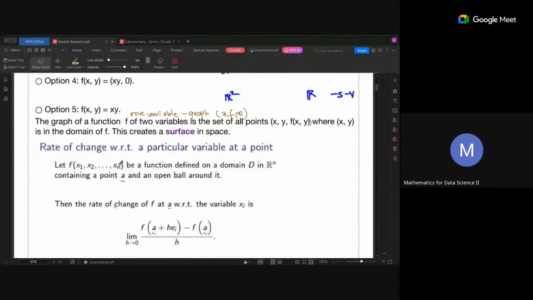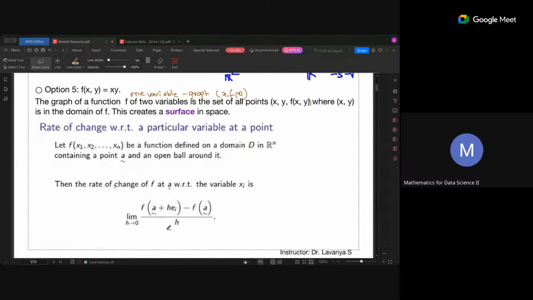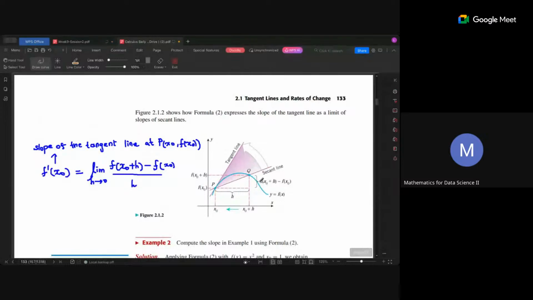Here too we talk about rate of change, but here we have more than one variable in the domain. For example, if the domain is Rn, you have n variables. So you have to specify the rate of change with respect to which variable you are talking about. By the way, do you remember how rate of change is defined for one variable functions? For example, this blue curve is your graph. How do you define the rate of change at this particular point?